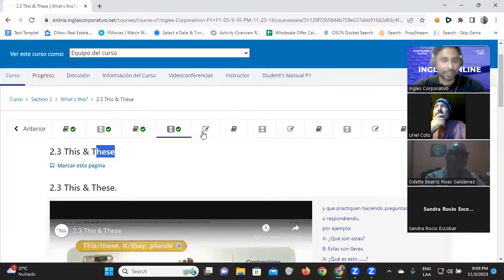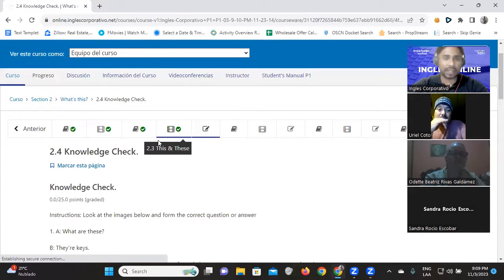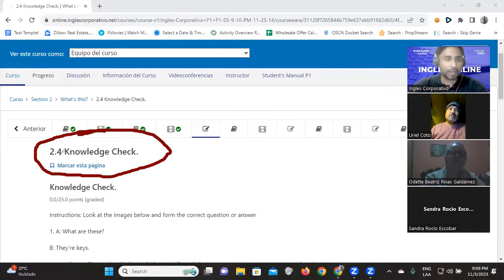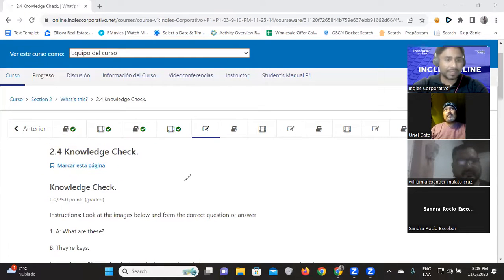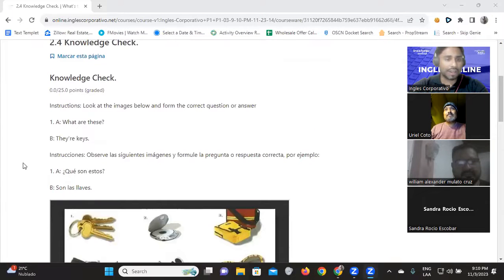So for the next activity, what I would like for us to do is take a look at the next section, which is the knowledge check. We're going to be working from section number 2.4, knowledge check, right here from this section. Now, in this activity, what you're going to do is you're going to look at the images below and form the correct questions or answer.